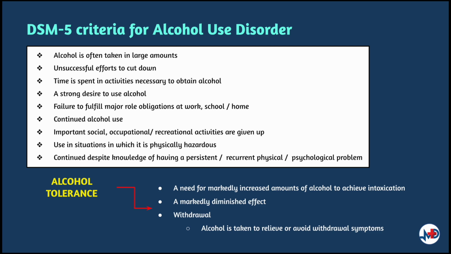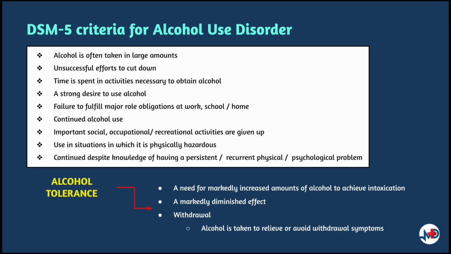Recurrent alcohol use resulting in a failure to fulfill major role obligations at work, school, or home. Continued alcohol use despite having persistent or recurrent social or interpersonal problems caused or exacerbated by the effects of alcohol. And alcohol use is continued despite knowledge of having a persistent or recurrent physical or psychological problem that is likely to have been caused or exacerbated by alcohol.